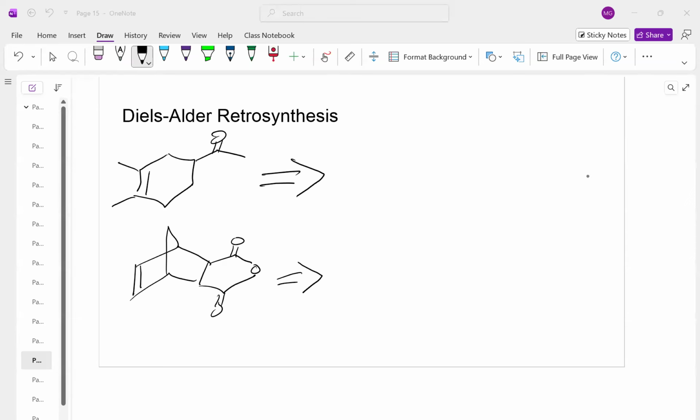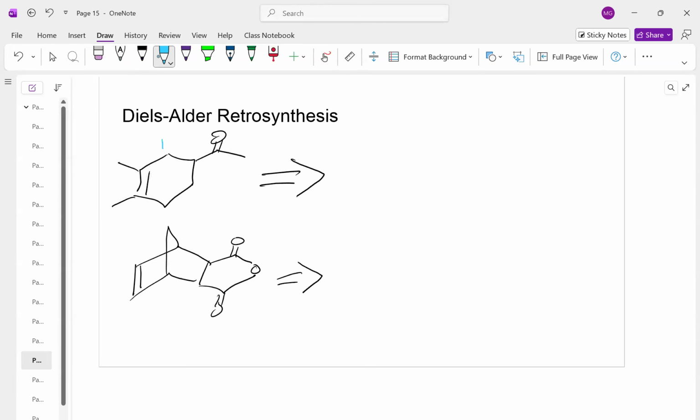The last thing we're going to look at with the Diels-Alder reaction is going backwards, or retrosynthesis. So how do we start with a target and imagine what our Diels-Alder reactants should look like? And I'm going to start this with the same template as if we were moving forward.